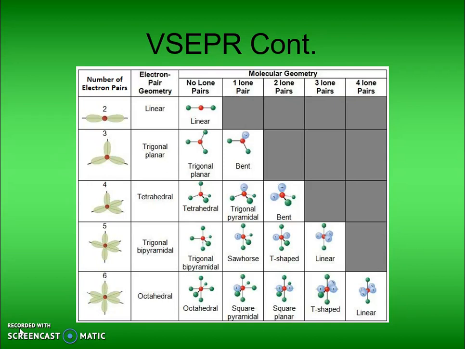But if there's one unbonded pair, well, now it's trigonal pyramidal, like we see with ammonia, NH3. And the last one we see in that tetrahedral column there: if we have two pairs of electrons that are bonded, two that are not bonded, that makes a bent shape. And again, that's like water, which hopefully you're pretty familiar with.